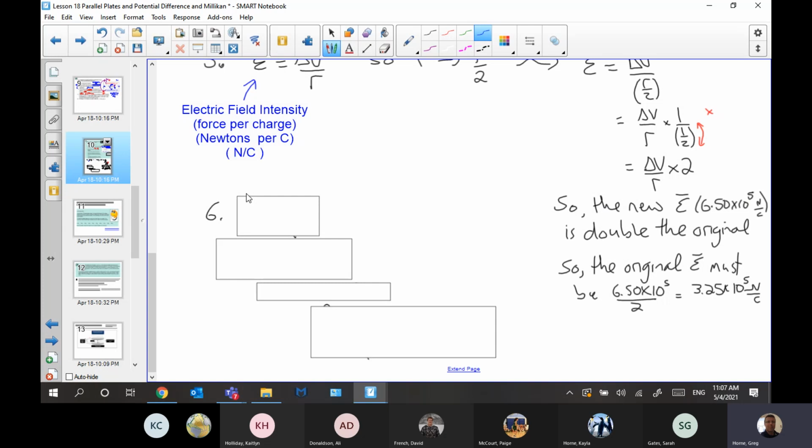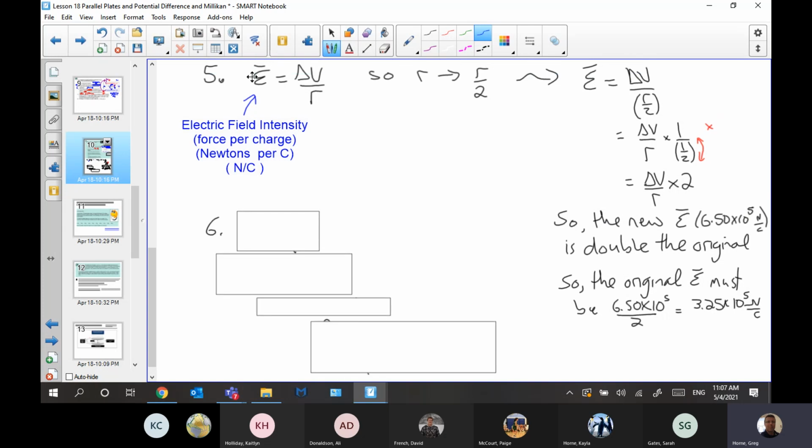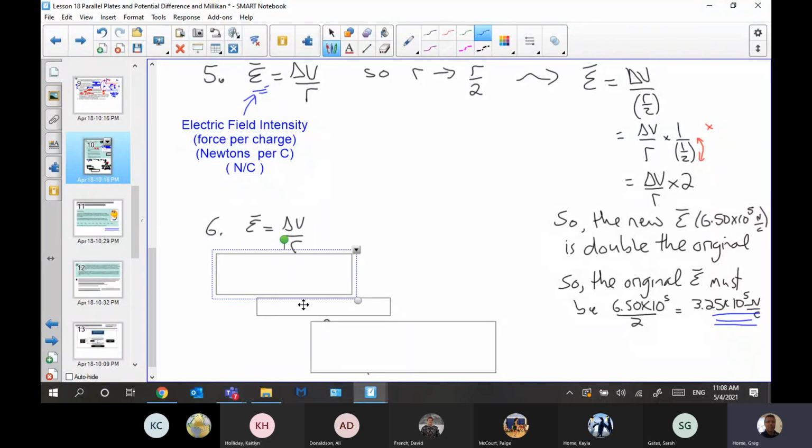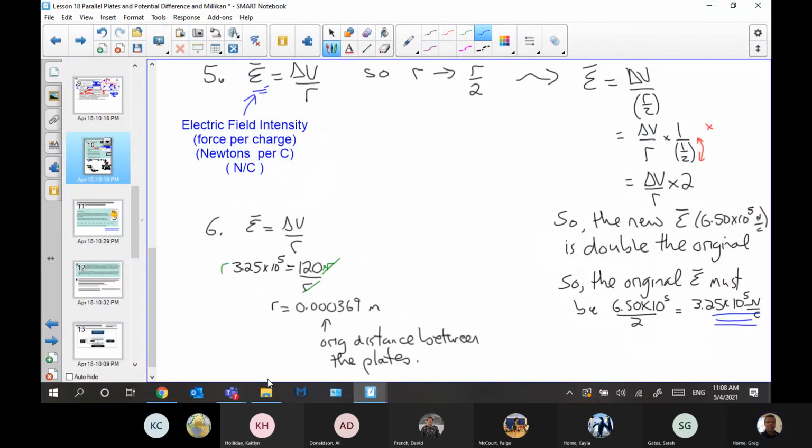So how do we figure out the distance between the plates then? Well, look at this formula right here, right? We're given the applied voltage originally. Now we actually know the electric field intensity, right? And so we can plug in the field intensity. We've got the applied voltage. We can figure out what the distance between the plates must have been. Boom.